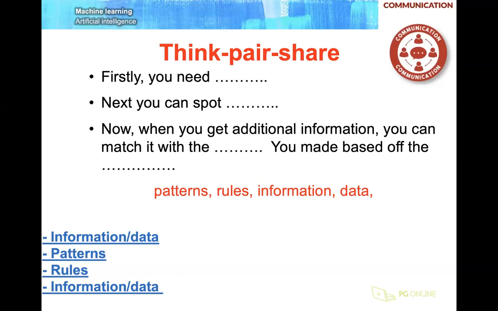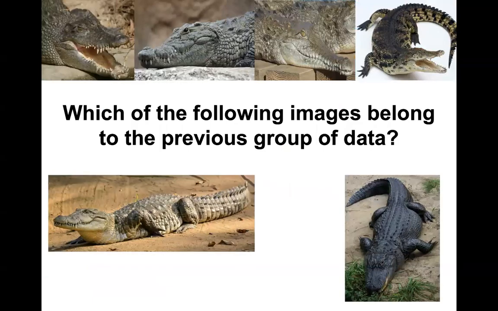Now, when you get additional information, you can match it with the rules you made based off the information or data. So this is a much trickier one. I'm not sure if you'll get this, but we know how we look at it. So we know the top part is training data, and we know the bottom part is something we need to categorize. What we have to look at are the patterns. So what patterns can you see on the top ones, and which one do you think matches with it?